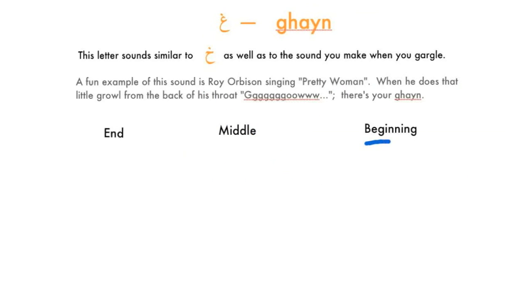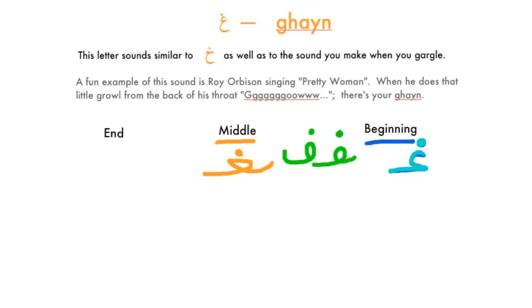Notice how we write the letter Ghayn at the beginning. It's like a half circle, then a straight line, and a dot on the top. In the middle, we write it like this. And it connects to both letters with this line on both sides. And if you notice, in the middle, it's more like a square shape, so we can distinguish it from the letter fa in the middle. If you remember, fa was like a circle. But Ghayn is a squared shape.